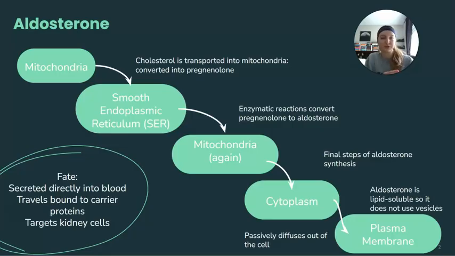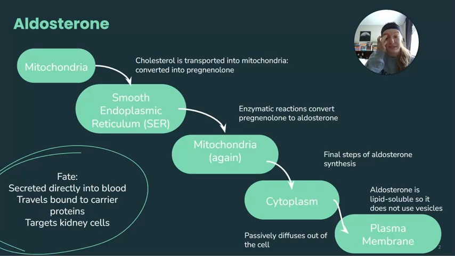So that's where aldosterone comes from: the transfer from cholesterol into pregnenolone, and then through some enzyme reactions into aldosterone. The aldosterone then goes back into the mitochondria again for the final steps of aldosterone synthesis and then goes into the cytoplasm. Because aldosterone is lipid soluble, it doesn't use any vesicles. So it goes straight from the mitochondria to the cytoplasm and then into the plasma membrane where it is passively diffused out of the cell.